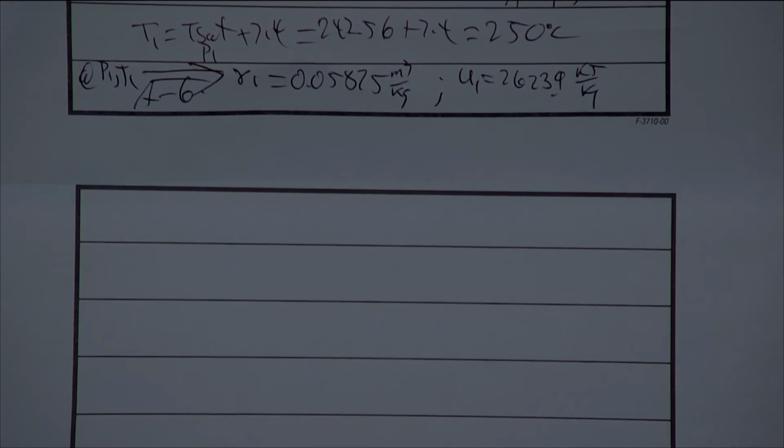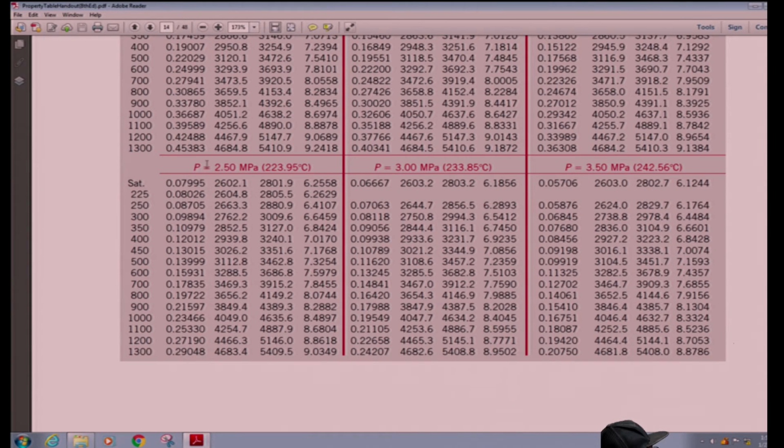So, yes? The blank line on the table, so if we needed like 225 degrees, for example, how would we do that? That is an interesting question. First of all, you wouldn't, because it turns out that, well, maybe I should take that back. What you could do is interpolate between the saturated vapor conditions and your superheat conditions.